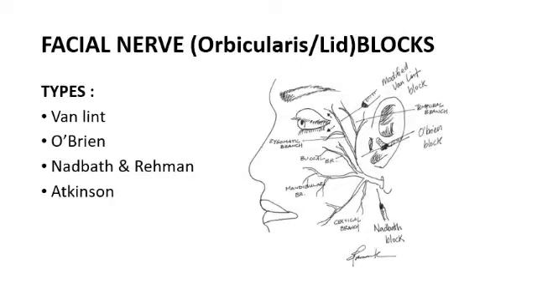The Van Lint block is given along the supratemporal and infratemporal orbital margins to block the terminal branches of the facial nerve. The O'Brien block is given at the trunk of the facial nerve, anterior to the tragus of the ear, at the neck of the mandible. The Nadbath block is given at the exit of the facial nerve from the stylomastoid foramen before it enters the parotid gland. The Atkinson block is given along the superior branch of the facial nerve at the inferior margin of the zygomatic bone.